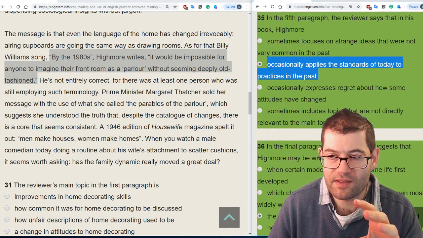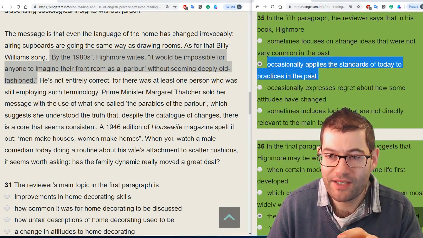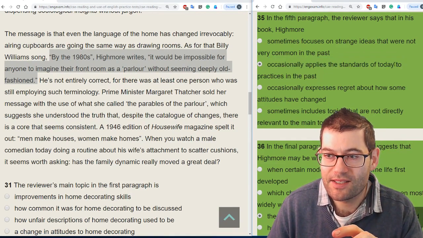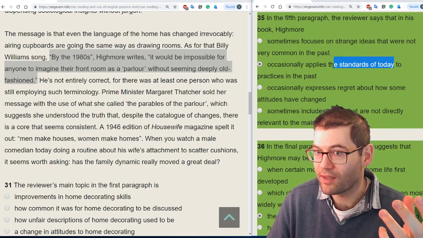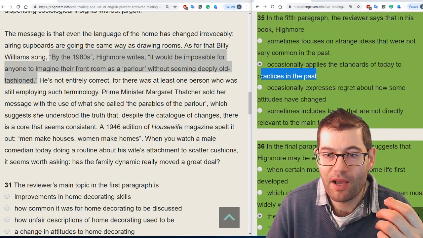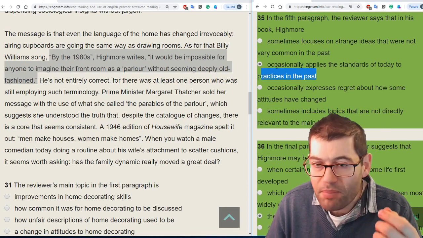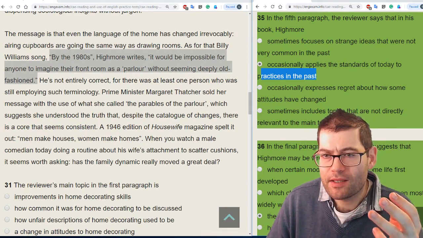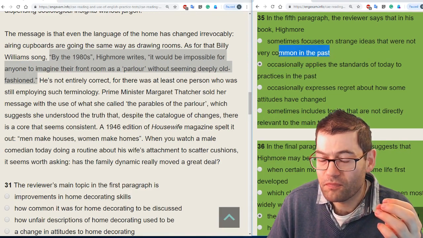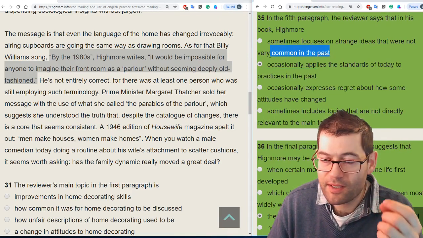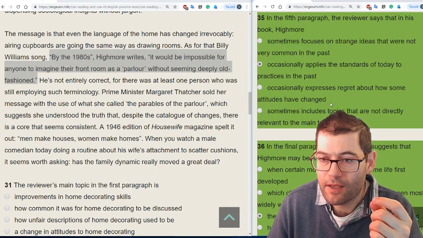Occasionally applies the standards of today to practices in the past. So in other words, the standard of today is not calling the room the parlour. The practice in the past is calling the room the parlour. Are there any other answers which connect time periods? Nope. It talks about the past, but it doesn't connect to now, so it's not that one.